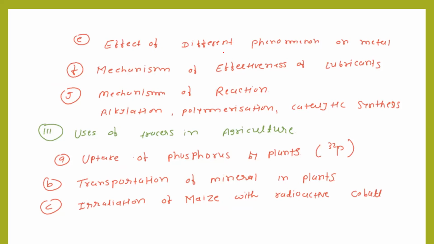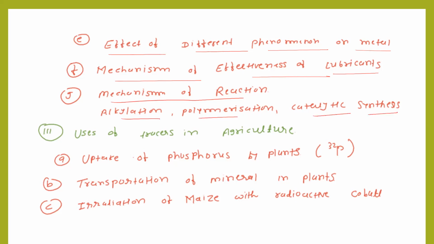Then the effect of different phenomena on metal, which phenomena occur, can also be studied by the radioactive isotope technique. The mechanism of effectiveness of a lubricant we can also understand by using the radioactive isotope tracer technique. Mechanisms of reactions like spallation, polymerization, catalytic reactions, and synthesis processes. So there are loads of industrial applications of the tracer technique.